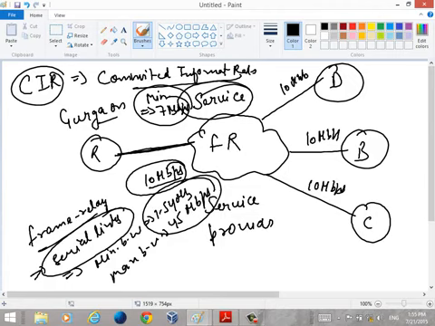Why is he saying so? Because frame relay is a shared medium. It is working here like a switch.